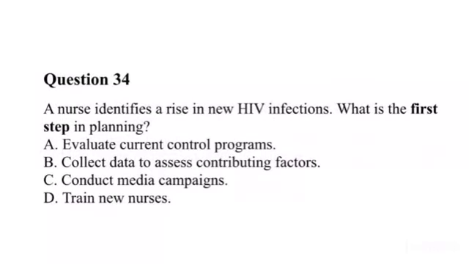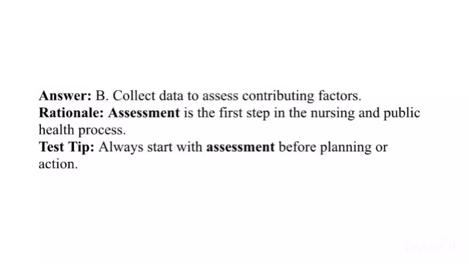Question 34. A nurse identifies a rise in new HIV infections. What is the first step in planning? A. Evaluate current control programs. B. Collect data to assess contributing factors. C. Conduct media campaigns. D. Train new nurses. Answer: B. Collect data to assess contributing factors. Rationale: assessment is the first step in the nursing and public health process. Test tip: always start with assessment before planning or action.